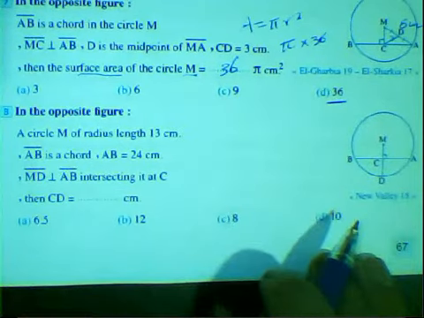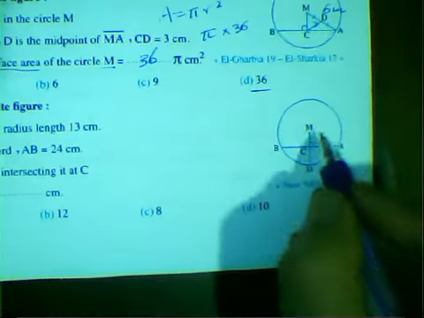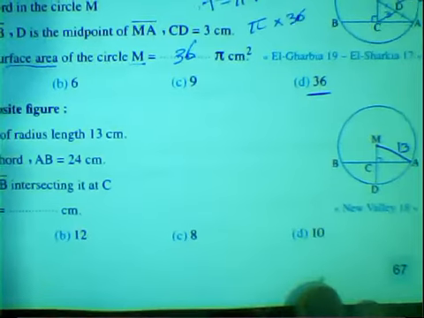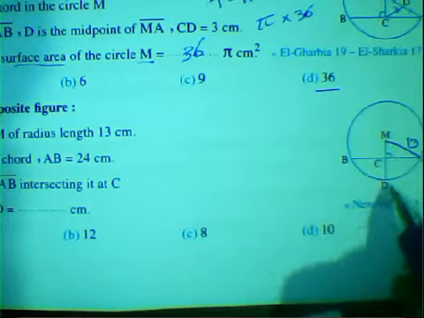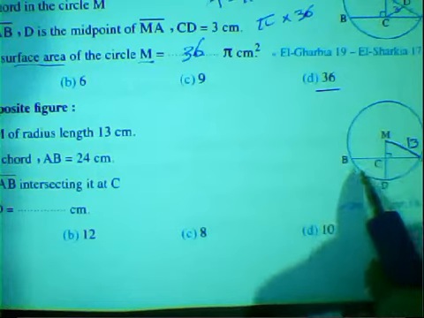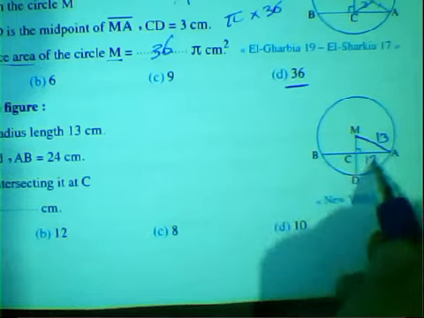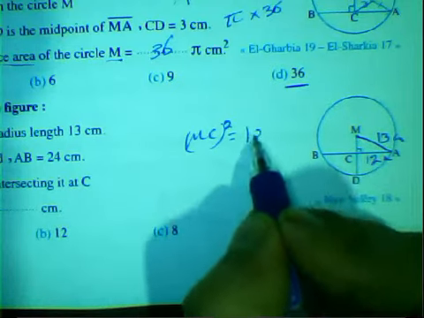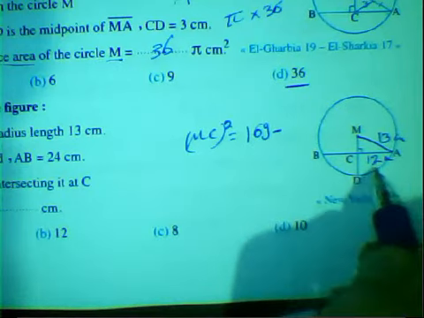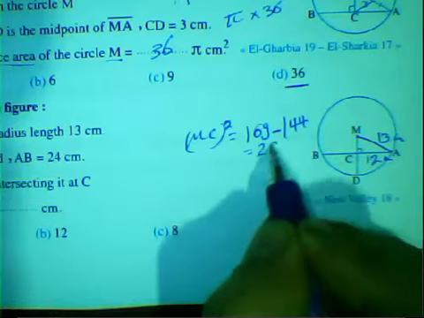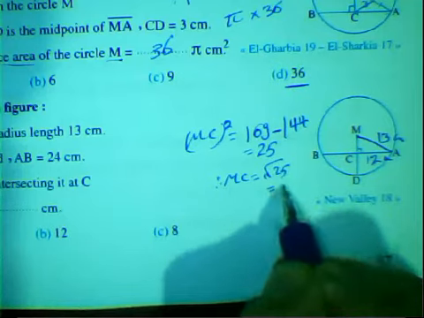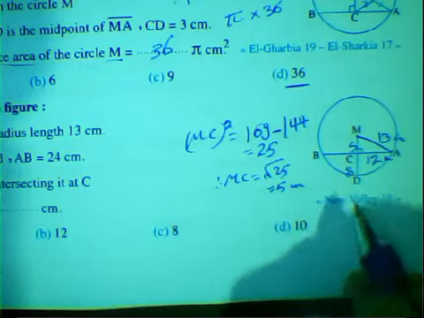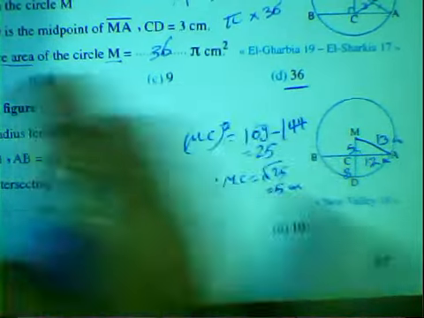Question number 8. In the given figure, a circle with radius 13 centimeters. Look at this example and pay attention to know the steps. AB is 24. Note that MC is perpendicular to AB and the path goes through the center of the circle, so C is the midpoint between A and B. Half of 24 is 12 centimeters, and you have 13. You can find MC: 13 power 2 equals 169, subtract 144, which is 12 power 2, so the result is 25. So MC equals the root of 25 equals 5 centimeters. Then MC equals 5 centimeters and MD was 13, 13 minus 5 equals 8 centimeters. So CD equals 8, because 8 plus 5 equals 13.